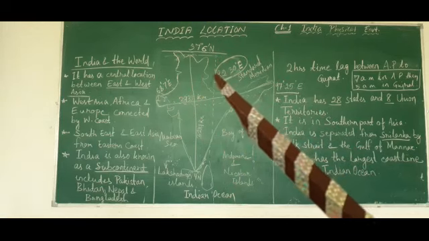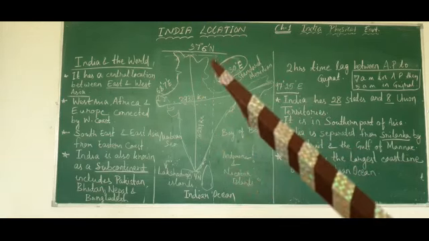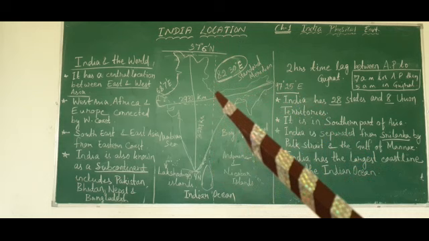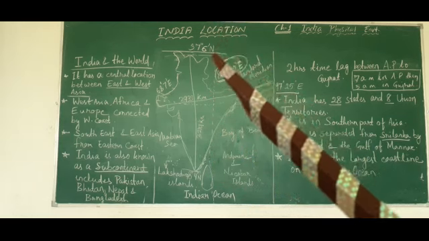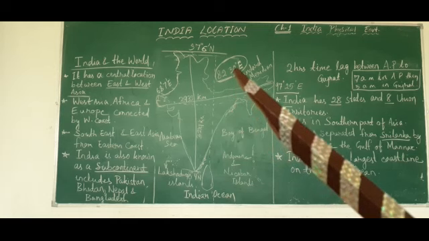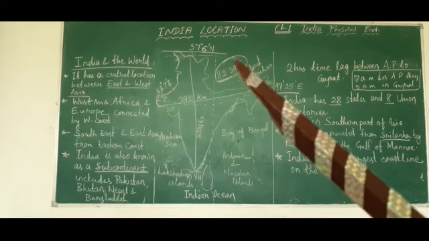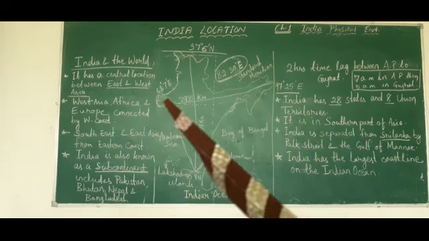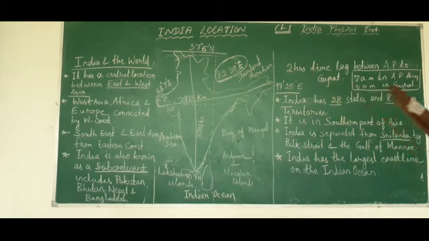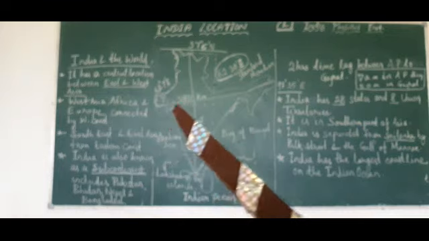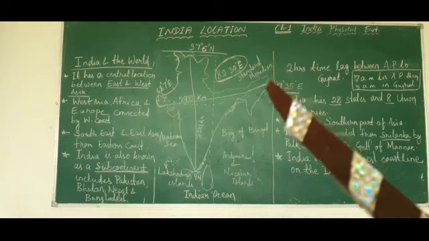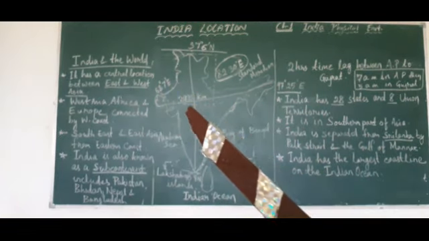The standard meridian of India passes through Mirzapur. It is in Uttar Pradesh. So the standard meridian of India is 82 degree 30 minute east. The time lag between Gujarat and Arunachal Pradesh is 2 hours. So if it is 7 am here, then it is 7 am there after the lag.